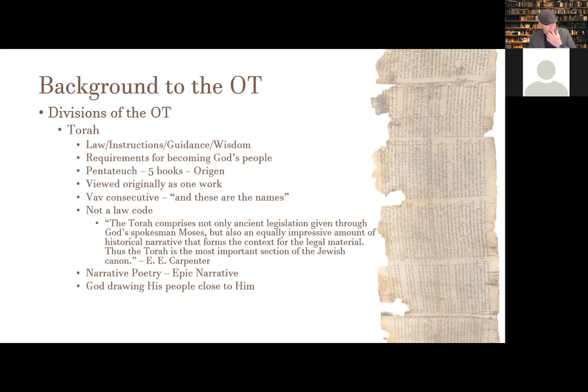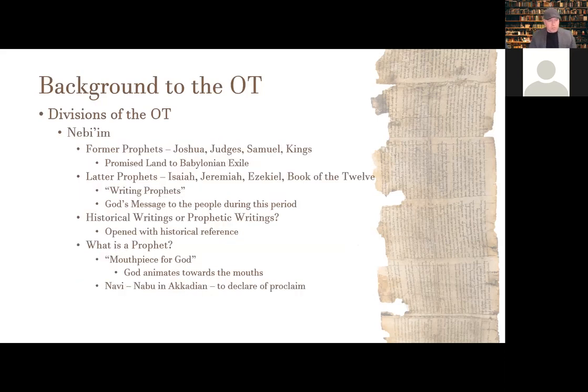The Torah also has narrative poetry, a very unique style of literature that's very much unique to the Bible itself. This poetic narrative takes license in telling its story to add depth and meaning, and most especially emotion. We have the epic narratives of Abraham, Isaac, and Jacob. Most importantly, this section of the Bible is God drawing his people close to him, understanding it was written at a time when he had just led his people from bondage. We know that he's drawing his people to him.